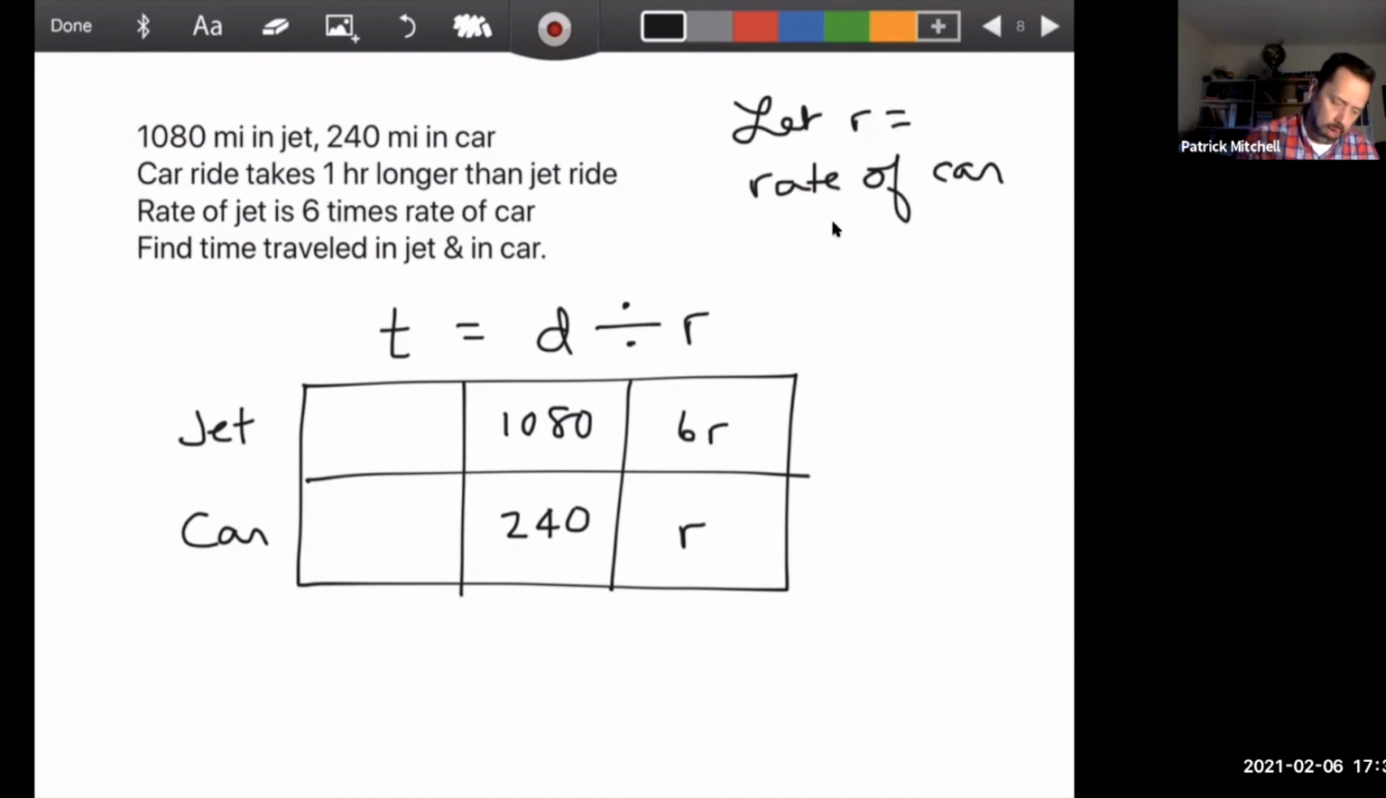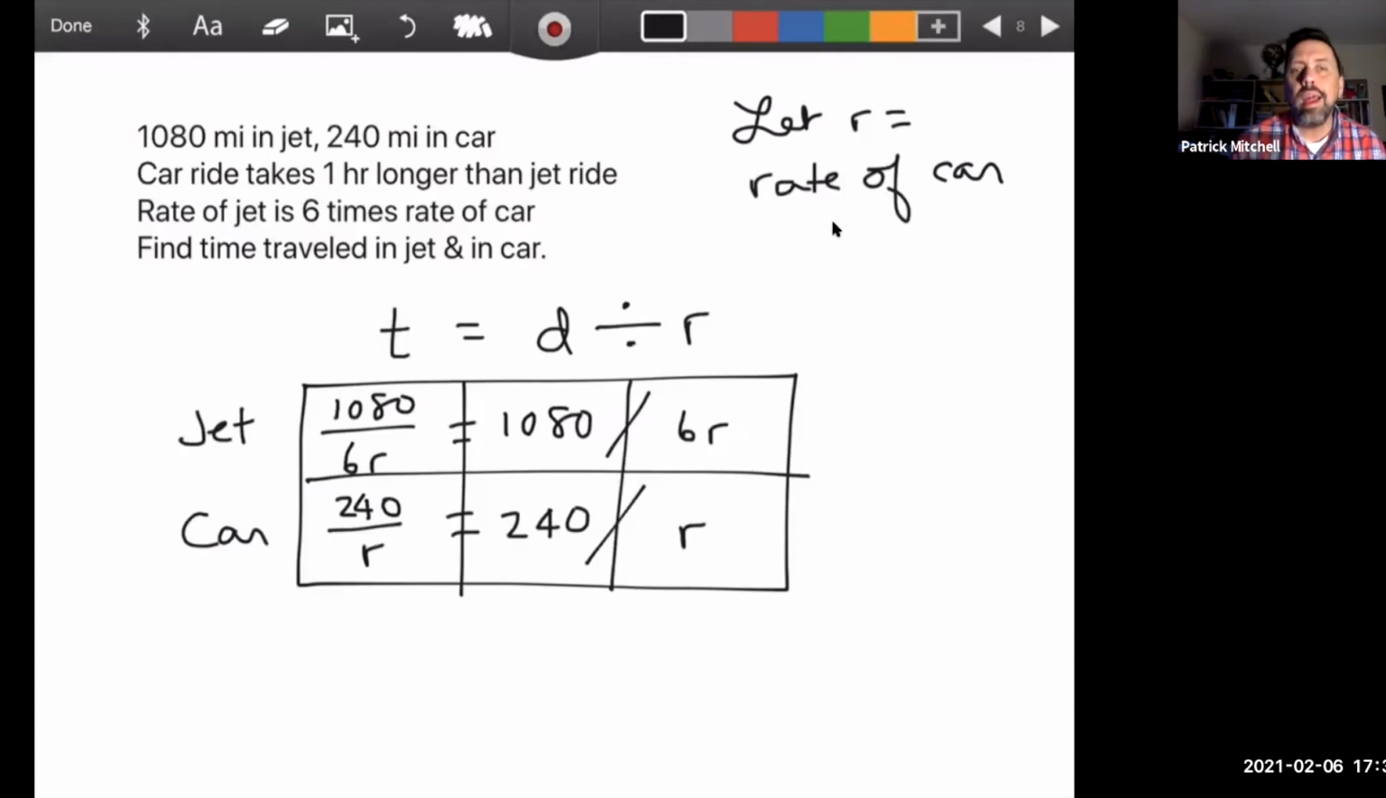All right, so now I will bring my symbols down and divide sign down. So the time spent in the jet is 1,080 divided by 6R. The time spent in the car is 240 over R. Okay. Now, one big thing that's different about this problem is that those 2 trips do not take the same amount of time. The car ride takes 1 hour longer. So we need to be very careful how we set up this equation.